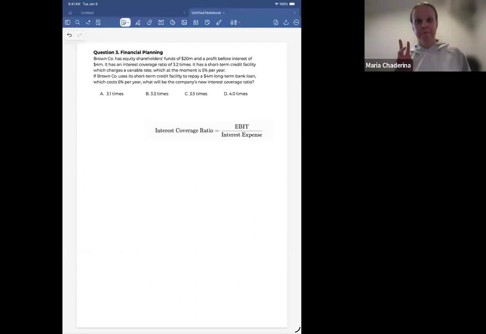Question number 3. Okay. What are we looking at here? This is a question about interest coverage ratio. So I copied here a formula for you just to remind you how the interest coverage ratio is calculated.